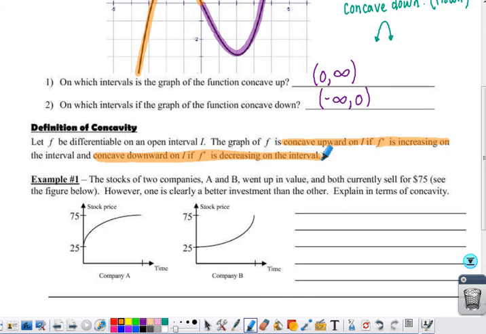So if we look at example 1, you have those two stocks of two companies, A and B, and both of them went up in value, but both currently sell for $75. So we want to know which one is the better investment. So take a look at those and determine which one is the better investment. And hopefully you said that the better investment is stock B.